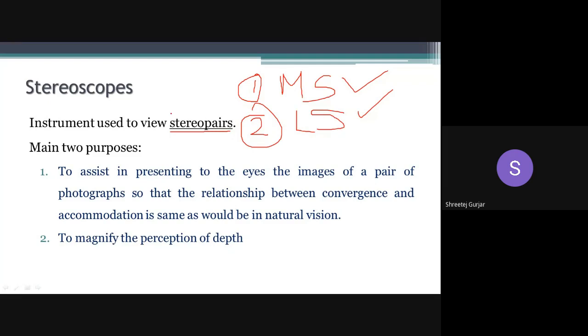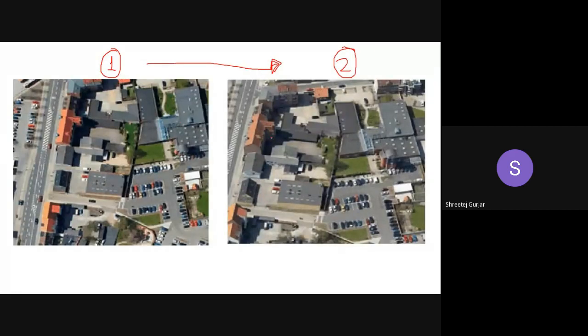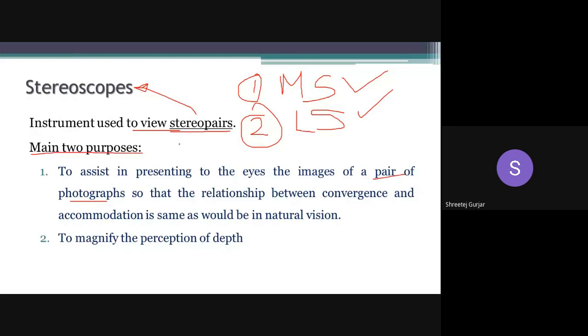Stereo pairs, as I've told you, are two images of the same place taken a certain distance apart. So a stereoscope is used to view stereo pairs. The main two purposes: first, to assist in presenting to the eyes the images of a pair of photographs. Pair meaning two. We will be viewing them through this stereoscope, and it will assist in viewing those stereoscopic photographs.